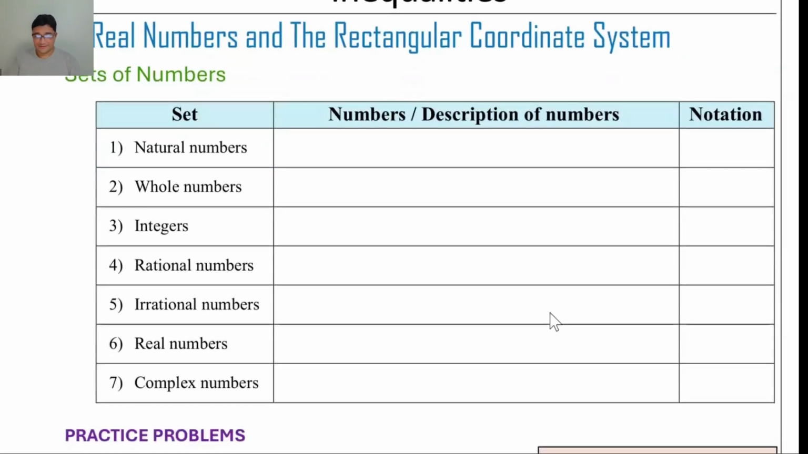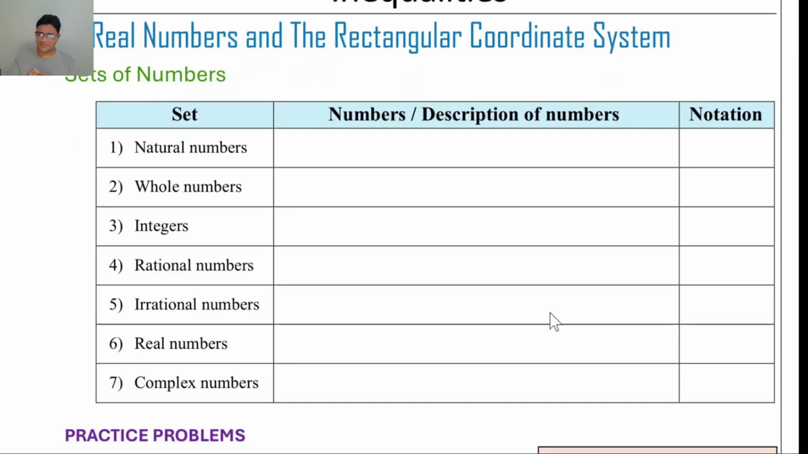So what do we have here? There is a table here of the sets of numbers. This table will start with the smallest set that we normally use, and then gradually add more numbers and make a bigger and bigger set.